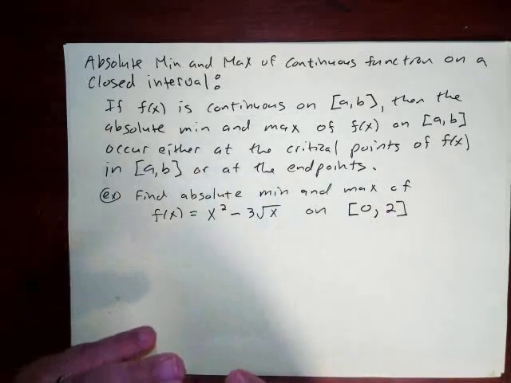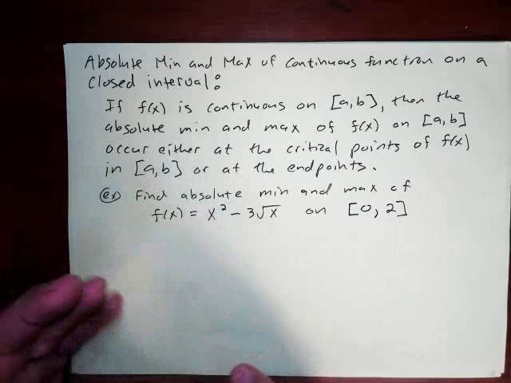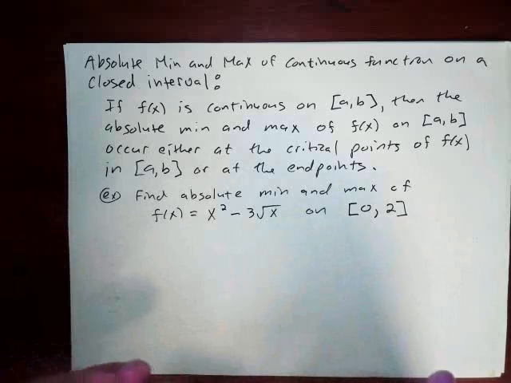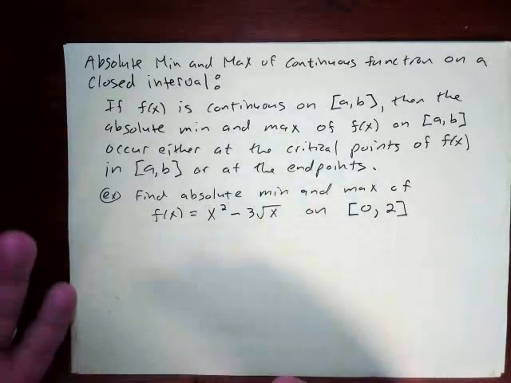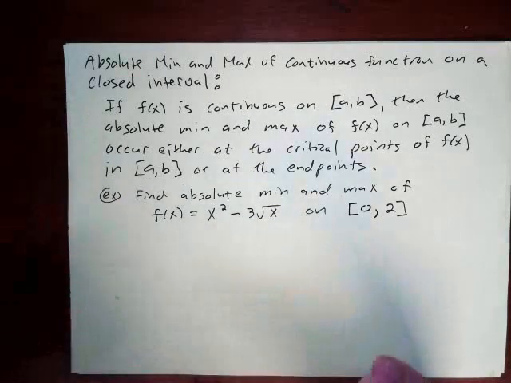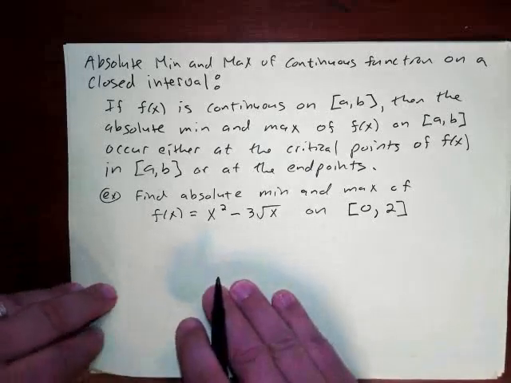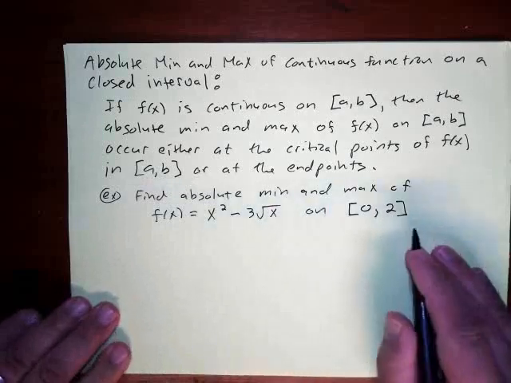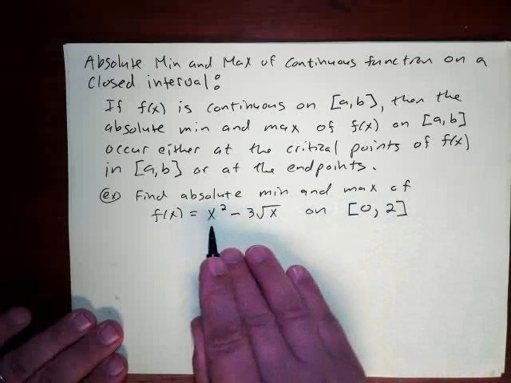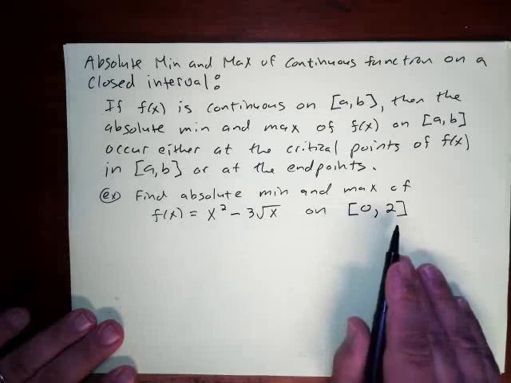So all we need to do is find the critical points and then evaluate the function at each of the critical points and the two endpoints, and of those values, whichever one is the smallest will be the minimum value over the whole interval, whichever one is the largest will be the maximum value over the whole interval. And so let's go ahead and give this a try. We're going to find the absolute min and max of this over the closed interval 0 to 2.